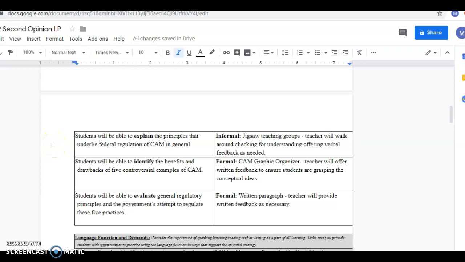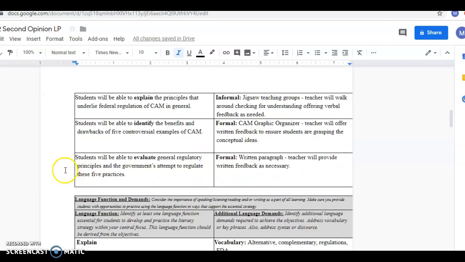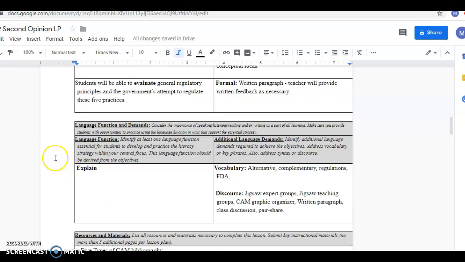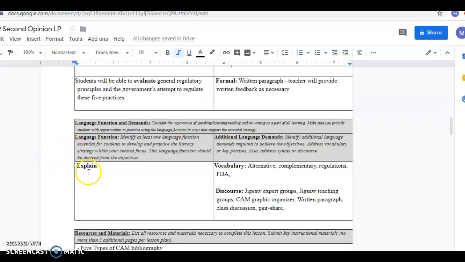Students will be able to identify the benefits and drawbacks of 5 controversial examples of CAM. And here they're going to look at a graphic organizer and fill it out. And then finally, students will be able to evaluate general regulatory principles and the government's attempts to regulate these 5 practices. And in the end, they're going to have to write a paragraph, which will be graded. All right, so the language function I chose was explain because they're going to be doing a lot of explaining with the 5 principles of CAM.